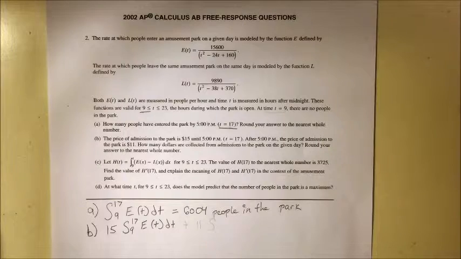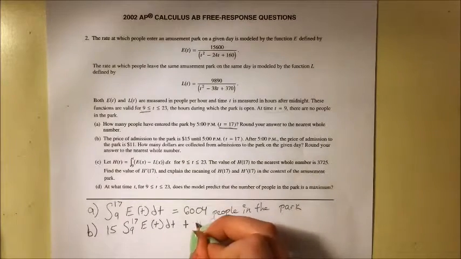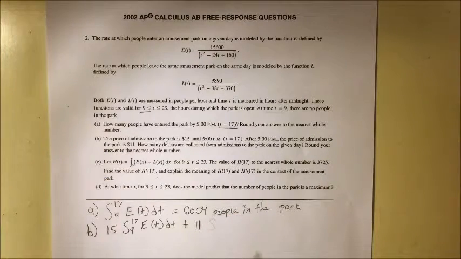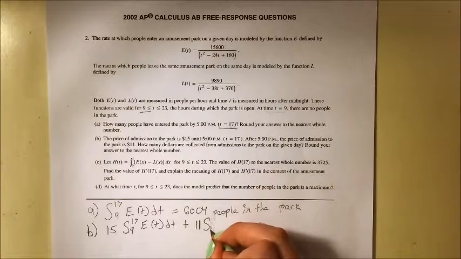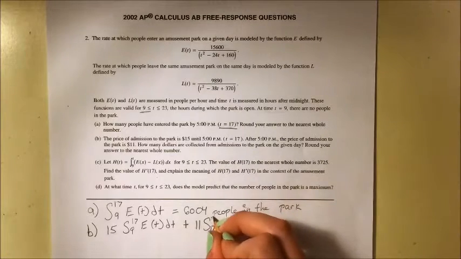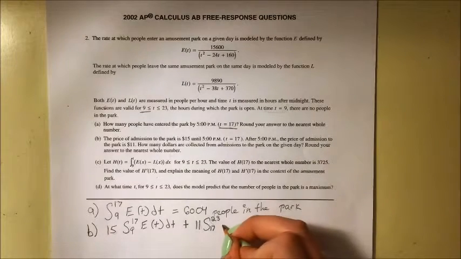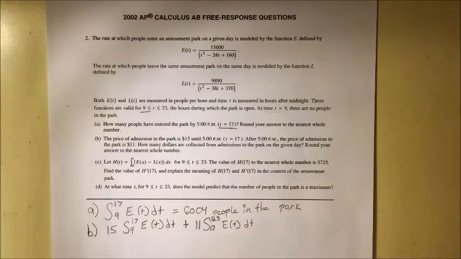You're now ready to set up your second integral, so you'll add it to the first, and you're going to multiply it by 11, because that's the price for this time period. Your limits will be from 17, so that's where we left off on the last one, till 23, because that is when the park closes. And again, the function will be E of t.